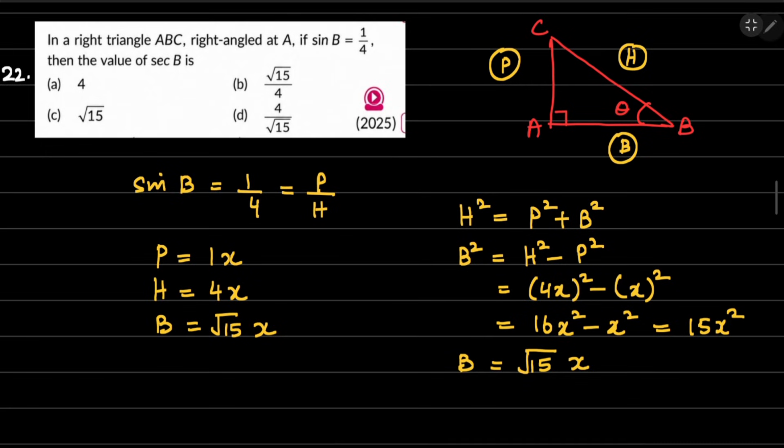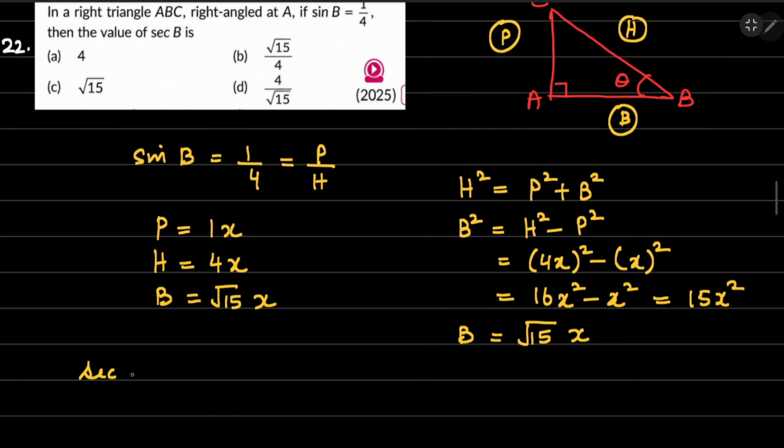Now I have to find the value of secant B. Secant B is nothing but hypotenuse by base. What is hypotenuse? 4x. Base is root 15x. So x and x would get cancelled. The answer is 4 by root of 15. Option number D is the correct answer.